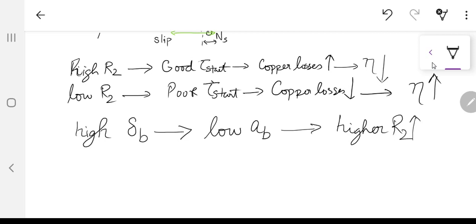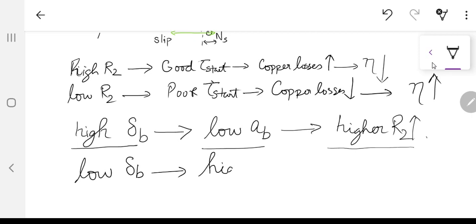Let me explain it again: if you select a large value of the current density in the bars, you are going to have a low value of the cross-sectional area of the bars. A low value of area means higher resistance, and this goes vice versa. If you go with a low value of the current density, you are going to have a high value of A_B, and this means that you are going to have lower R2.